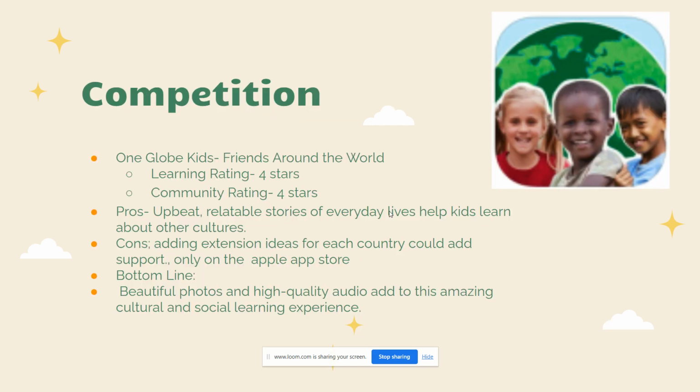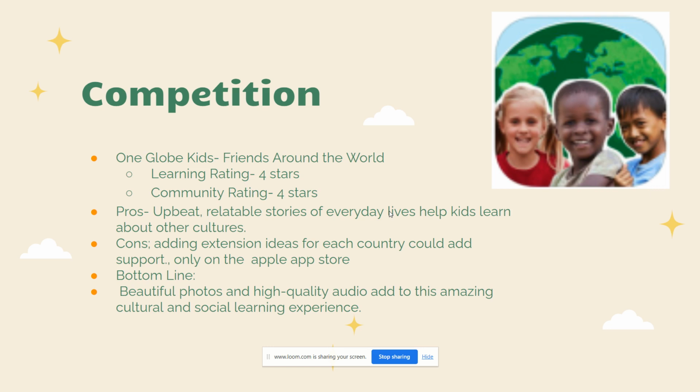And then for the competition, I did find 2 competitors for this app. They're not all exactly the same, but they're one of the closer ones I could find. The first one is called One Globe Kids, Friends Around the World. This is an app. It can only be found on the Apple App Store. So it is not as accessible unless you have iPads for every student in the classroom, which is not very likely. Most likely you have Chromebooks, if even that.